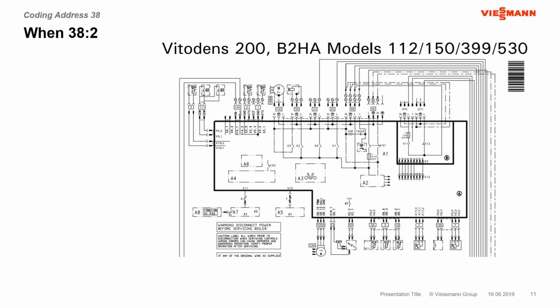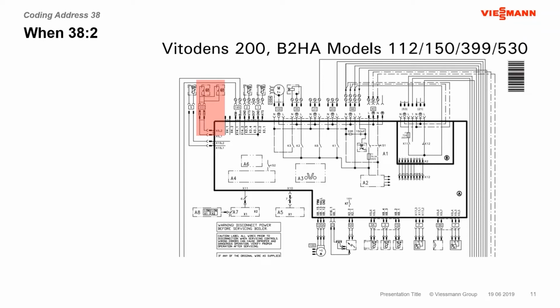And what we're looking at here is specific to a particular size boiler. So address 38 with a value of 2 will only happen in a couple of boilers of all of the ones we talked about to this particular point in time. We see right here the wiring schematic for the Viessmann B2HA 112, 150, or the 309 or 530, depending if you're talking kilowatts or BTUs.